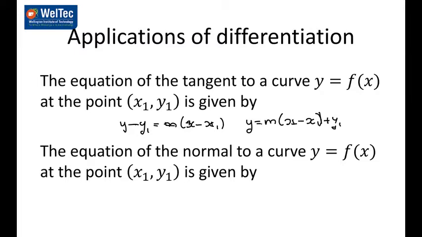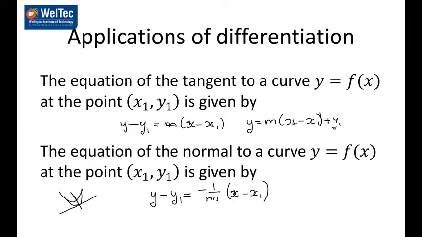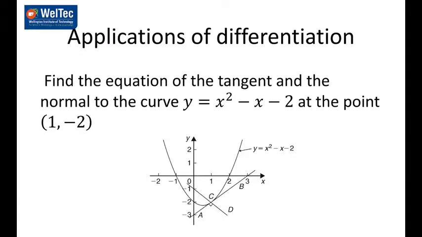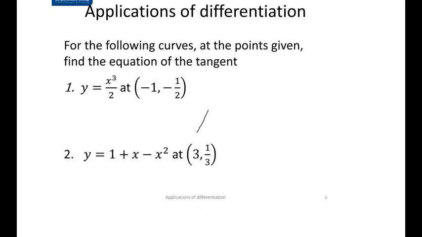Now, in this course, we're not required to know what a normal is. A tangent is tangential to a curve, and a normal is at right angles to it. If we needed to, we would use the rule that says y minus y1 is equal to negative 1 over m times x minus x1. So if we needed to find the equation of the normal, we would use that. But again, m is found using the rule that we've just looked at.